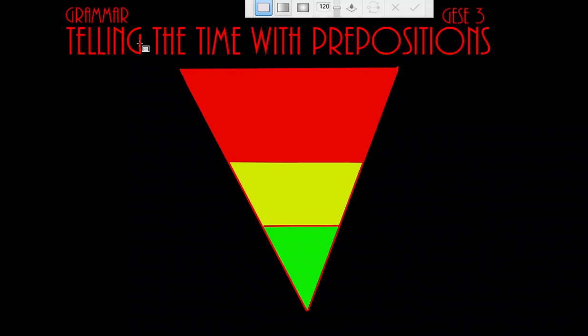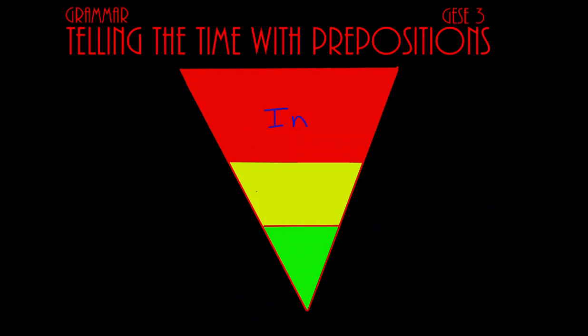So, with prepositions of time, we've got 3 different types of prepositions. We have in. Okay, that's one of them. We have on. That's another. And we have at.